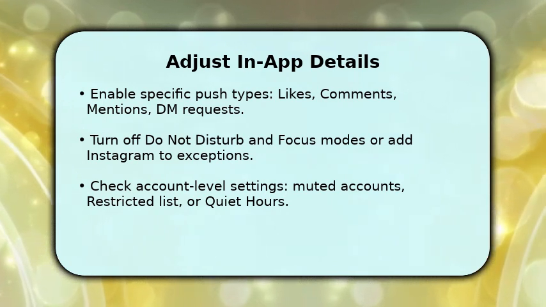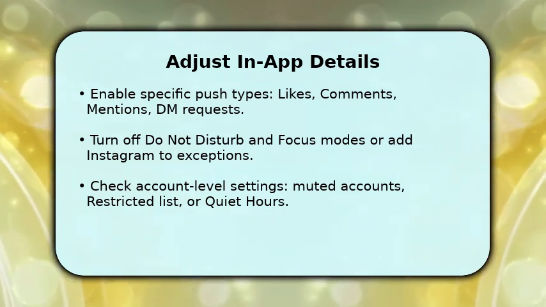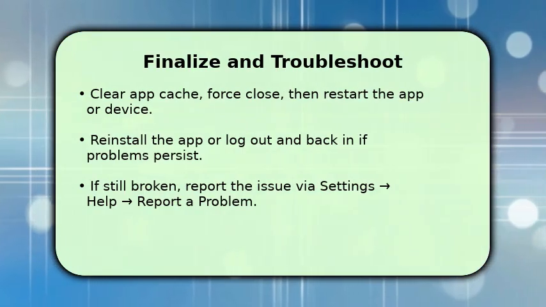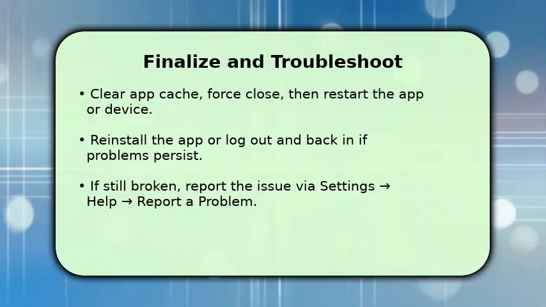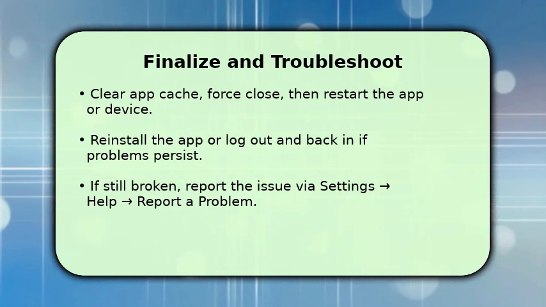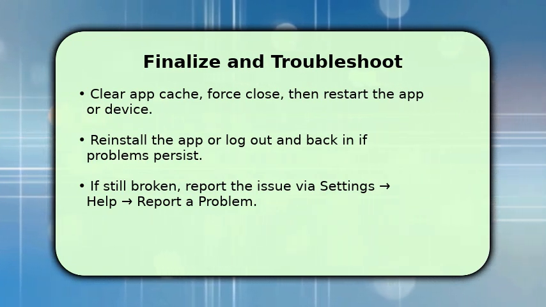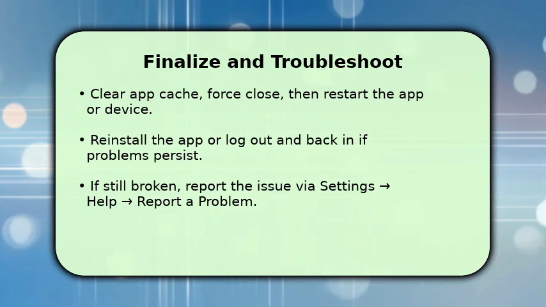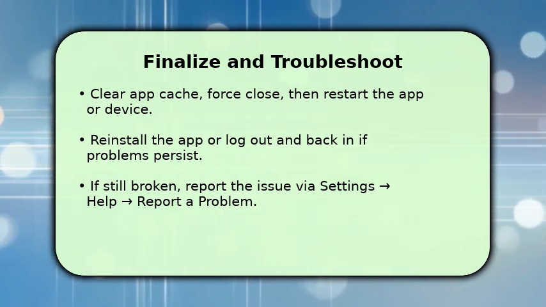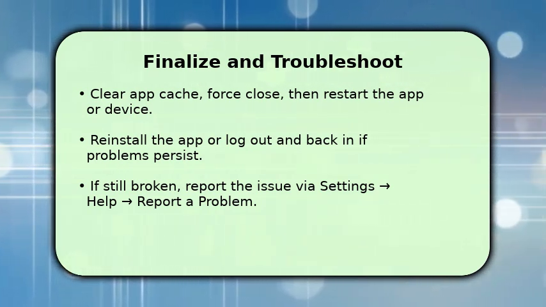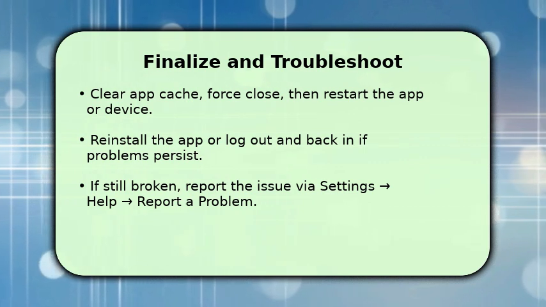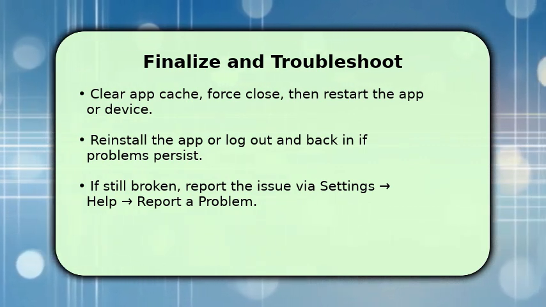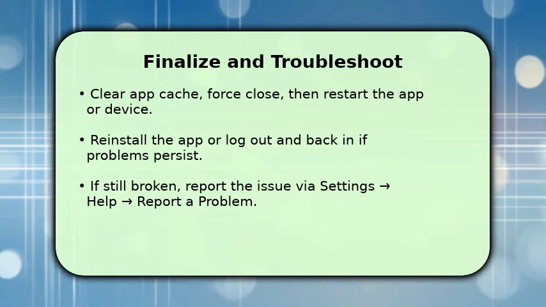Finish by removing lingering app issues that block alerts. Clear Instagram's cache on Android or offload the app on iOS, force close it, then restart your phone. This resets background processes. If notification failures continue, uninstall and reinstall Instagram or log out and back in to refresh your account tokens. If none of that helps, report the problem through Settings, Help, Report a problem, and include screenshots. Troubleshooting tip: Test notifications.